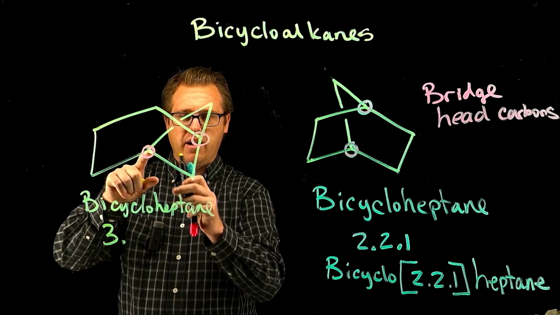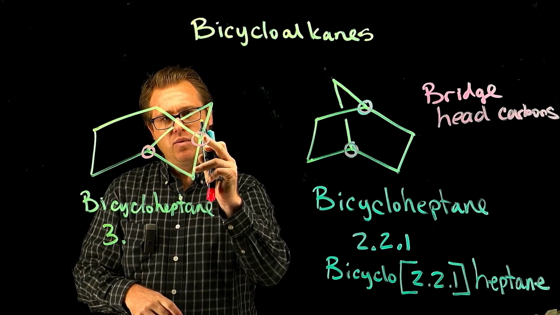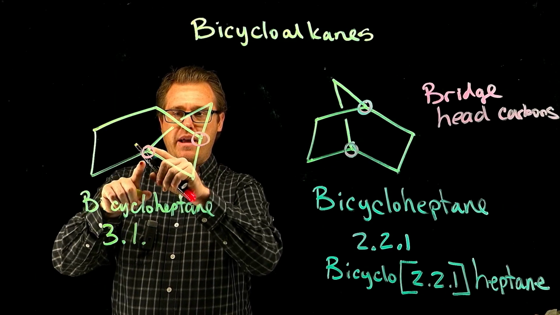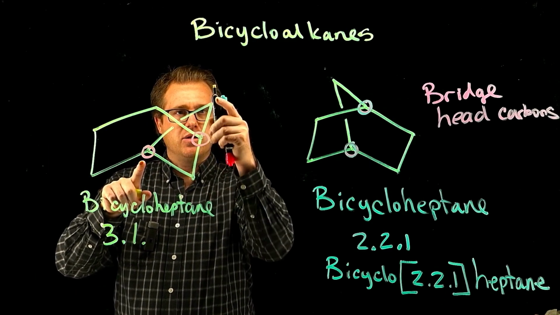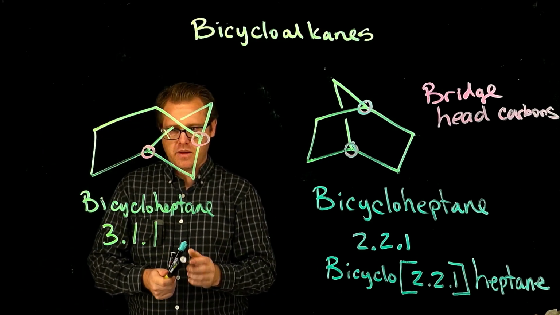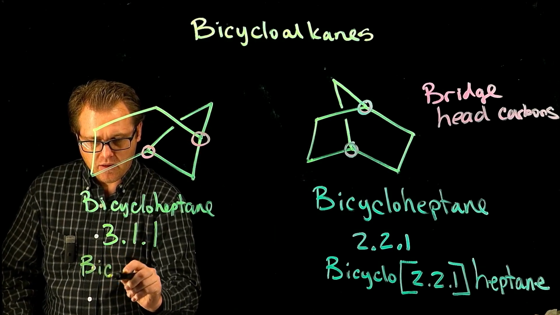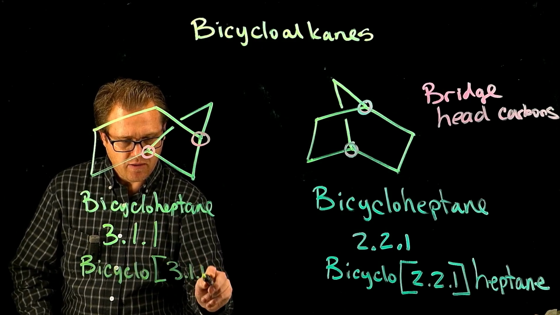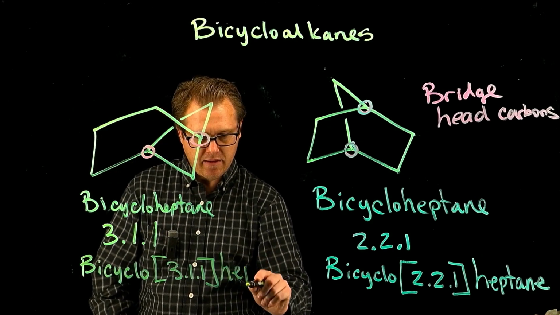And then we could start here and go boom, boom. So that's 1. Or I could have gone boom, boom, and that is also 1 carbon in between. So we would call this guy a bicyclo 3.1.1 heptane.